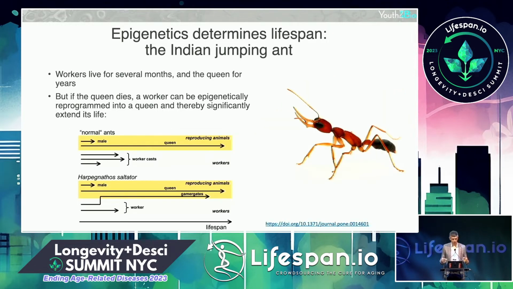Another example that to me is even more powerful is the Indian jumping ant, because here, even in the context of the same individual, that individual can be epigenetically reprogrammed during its life if the conditions are right. If the queen dies, these gamergates, as they're called, are reprogrammed into breeders, and that extends their lifespan by several times. And so this shows that within the confines of your genome, epigenetics can vary your aging to a large degree. We see this as an example in insects, and I think we can learn from it and hope that in the context of our biology, we can also use partial reprogramming to accomplish similar goals of extending our lifespan.